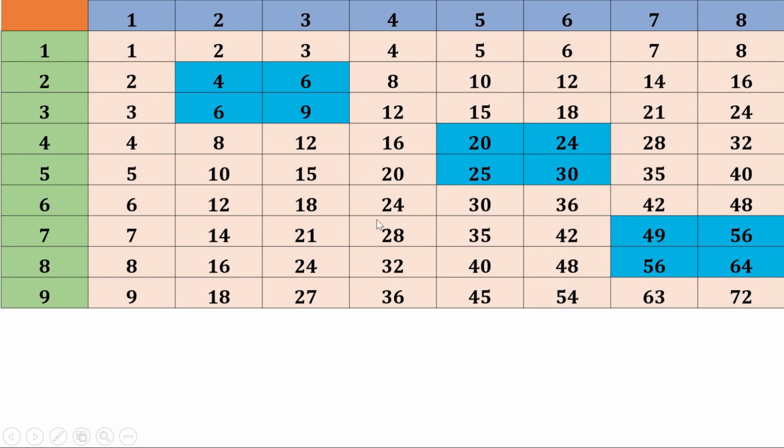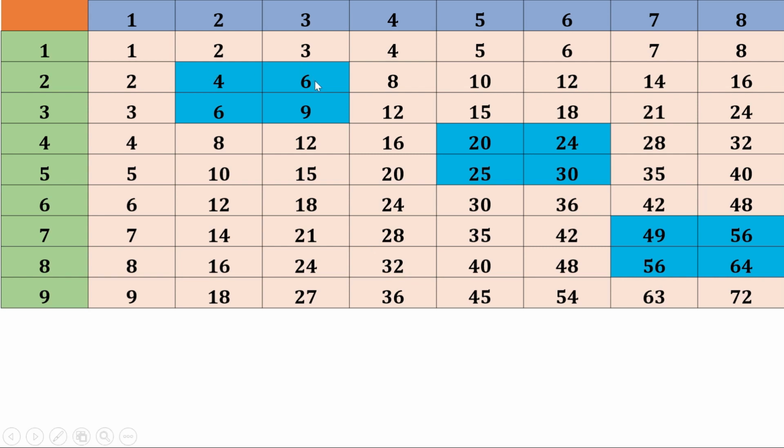Now let me take this 28. It is in the seventh row and fourth column. 7 into 4 is 28. Now if you take 48, it is in the eighth row and sixth column and 8 into 6 is 48. That means any number in this multiplication table is the product of its row number and column number.